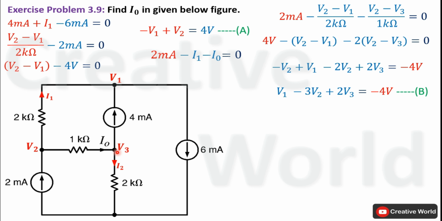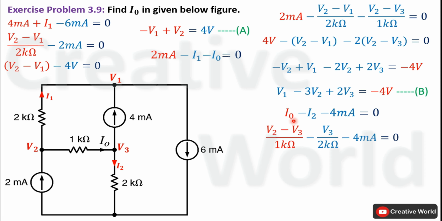On this node, one current is entering, I0, while two currents are leaving, 4 milliampere and I2. In the next step, we have to replace these two currents with their respective equations. Current I0 is equal to V2 minus V3 divided by 1 kilo ohm, while current I2 will be equal to V3 divided by 2 kilo ohm.